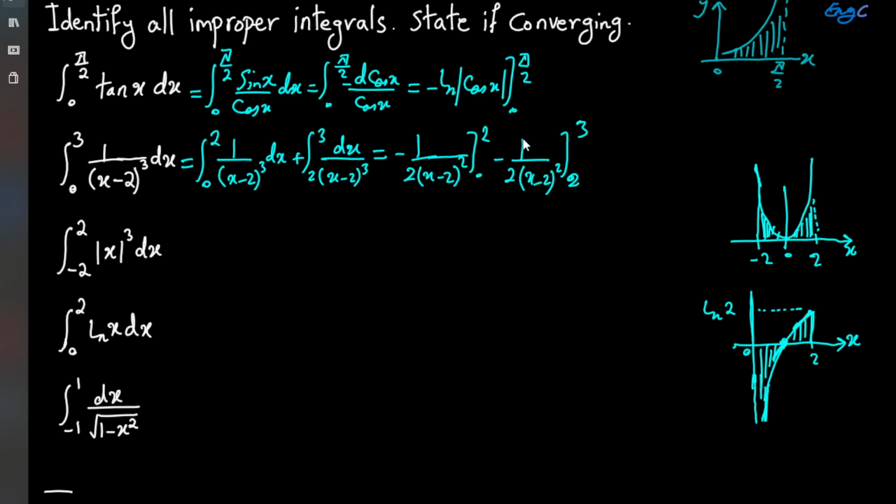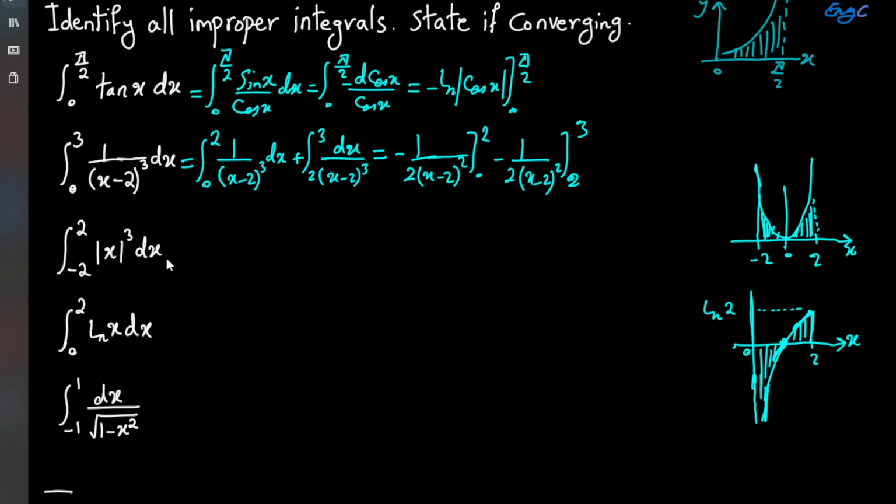The same thing for the second component here. We are approaching 2 from the upper values, which means 2 plus. Nonetheless, we substitute for x equal to 2, and then the denominator becomes 0 as well. This is undefined as well. So it's an improper integral, and it is not converging.